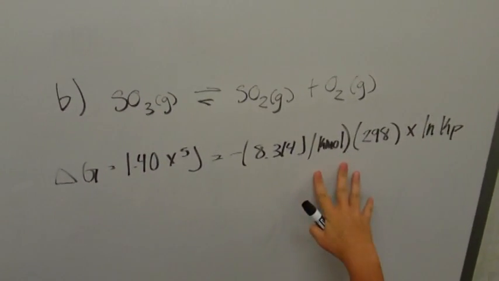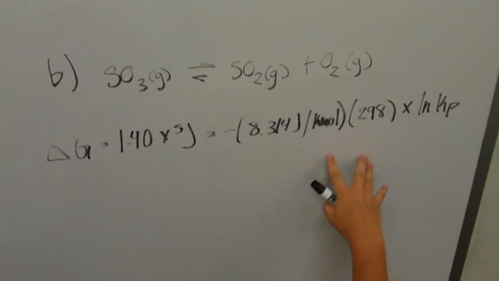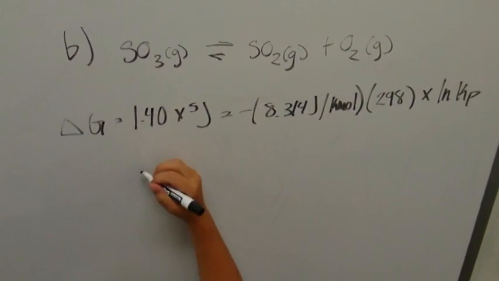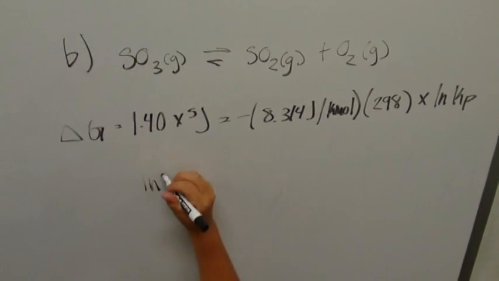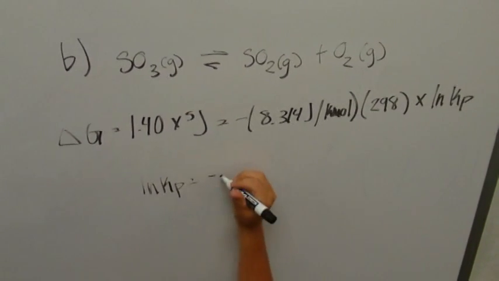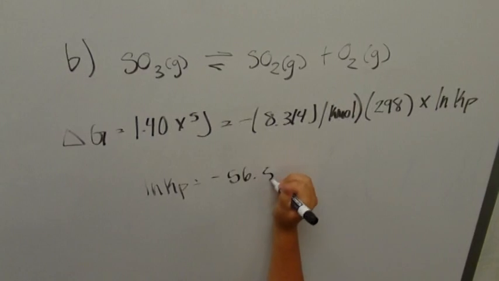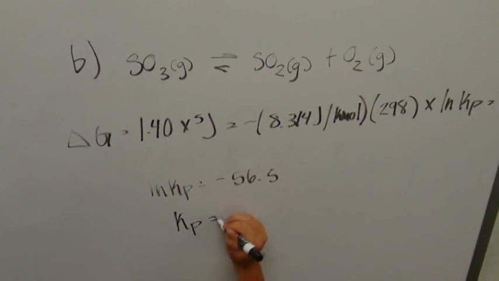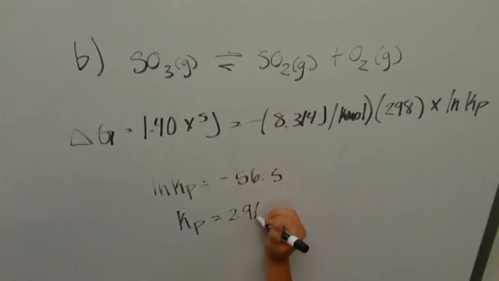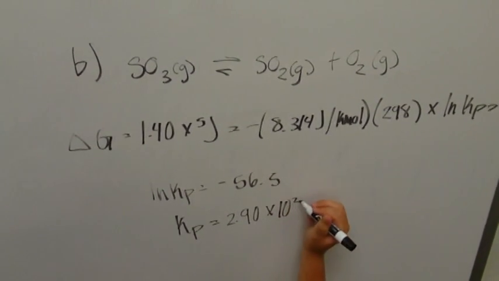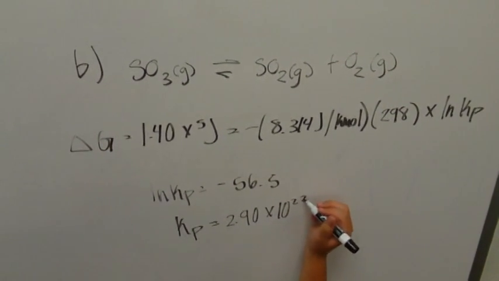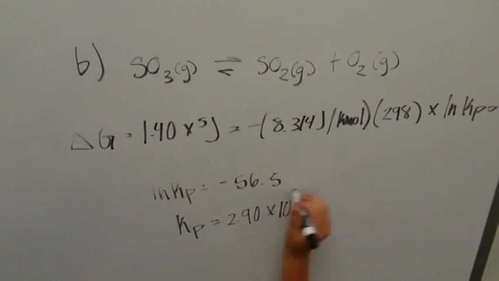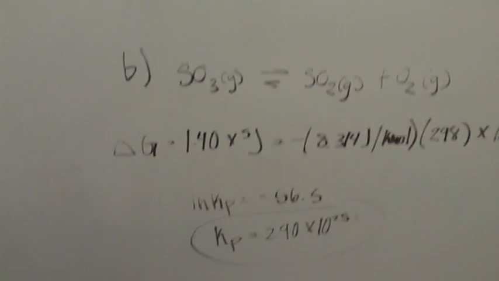Super. Divide out by those two values over here, and you'll end up with ln of Kp equal to negative 56.5. And therefore, doing the math, you get Kp to equal 2.90 times 10 to the negative 25th. That's your answer for part B.